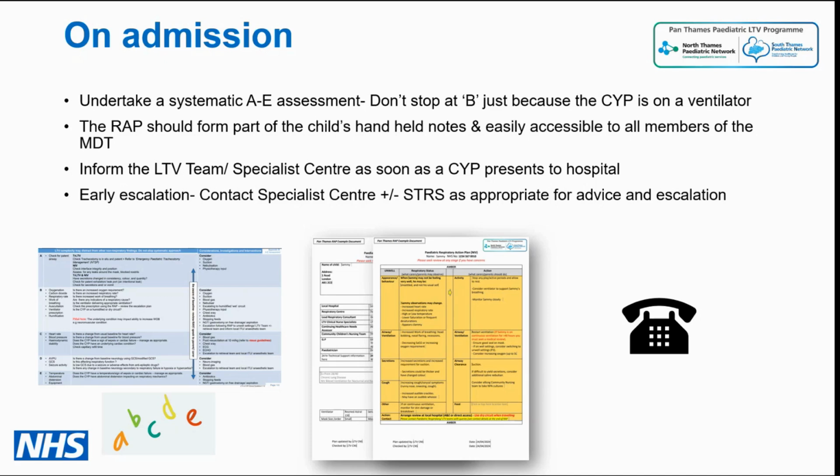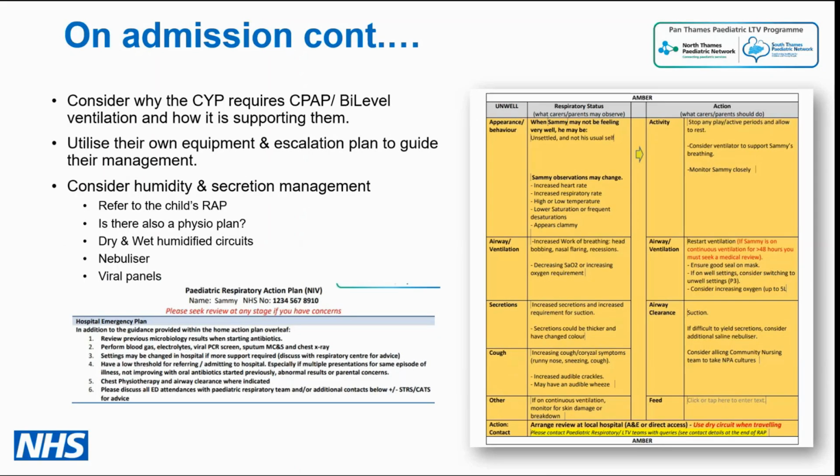Make sure the RAP is in your handheld notes, it's easily accessible, and it's being utilised as part of their care plan. Please inform the LTV team as soon as the child presents to hospital. As part of the parent's own escalation, they are already likely to have let the LTV team know that they're there, and they are there to support you in caring for the child when they present. And if needed, early escalation to transport and STRS services is advised. I'll go over this one quite quickly because Mel's going to do a quick case study.